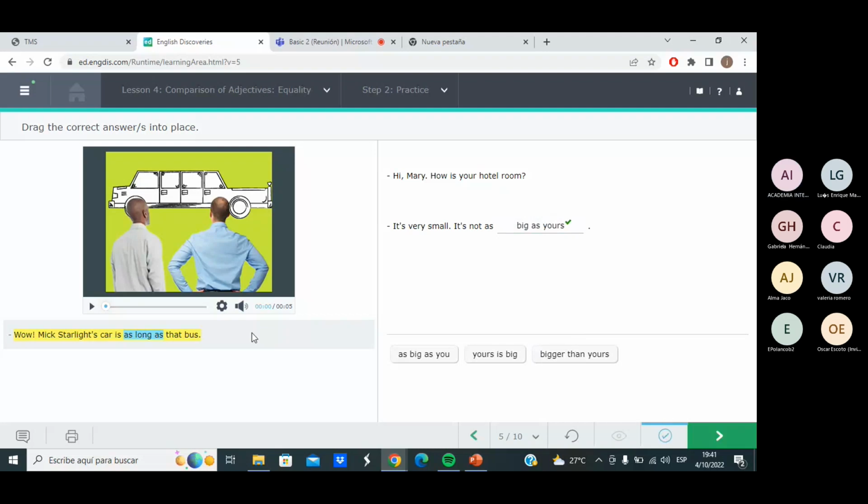Yeah, that's correct. Because we cannot say it's very small. It's not as... repetir dos veces el as, ¿verdad? Descartemos esta. Ahora tampoco vamos a decir it's very small. It's not as yours is big. Oh, no tiene sentido eso. Y it's not as bigger than yours. No, eso es el comparative. Cuando usamos bigger than o smaller than, ¿verdad? Pero aquí no estamos usando eso, entonces sí. It's not as big as yours.